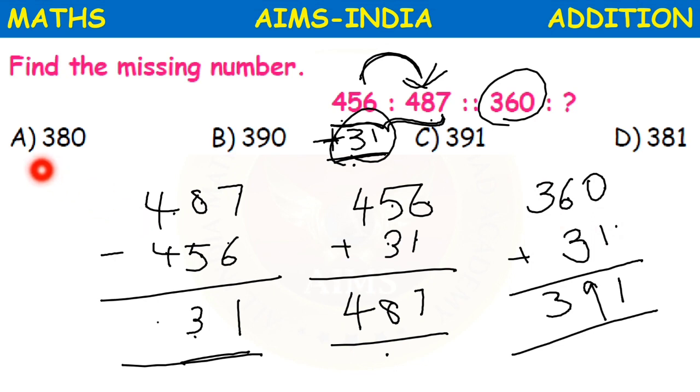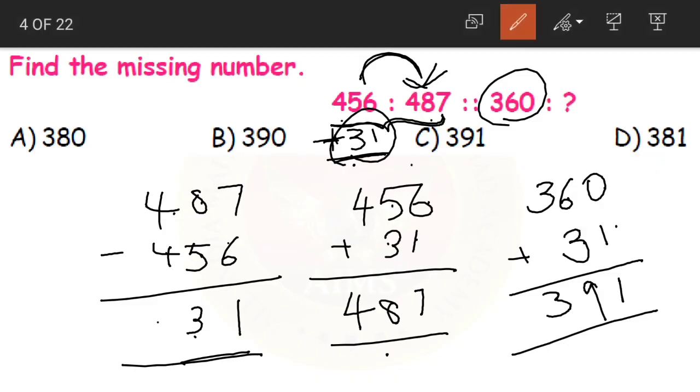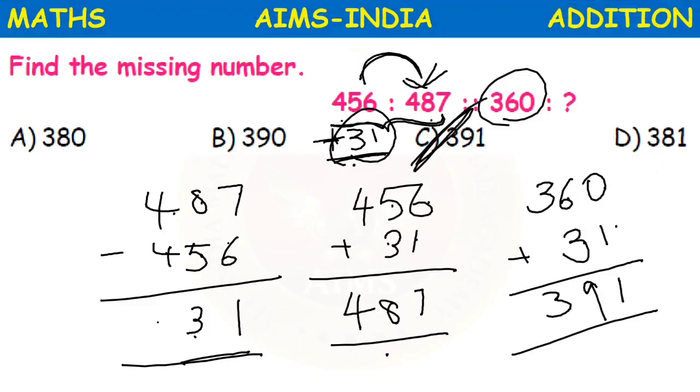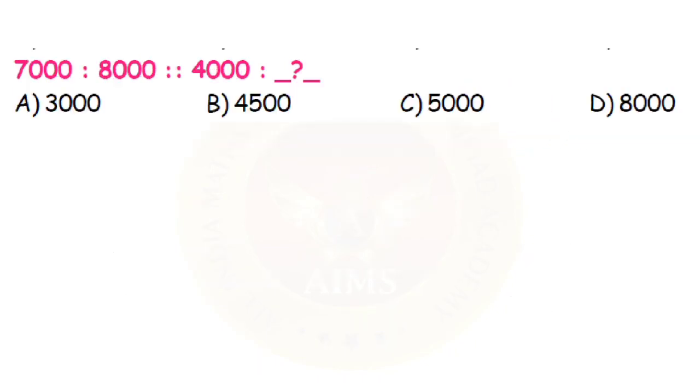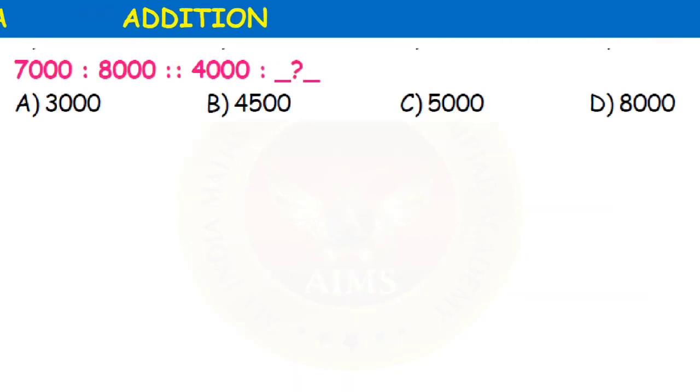Now let us look at the options. Option A 380, option B 390, option C 391, option D 381. Which is the correct answer, children? What did we get? We got 391. So option C is the correct answer. Understood? First we found out the relation between these two numbers and we applied the same to the other set of numbers.